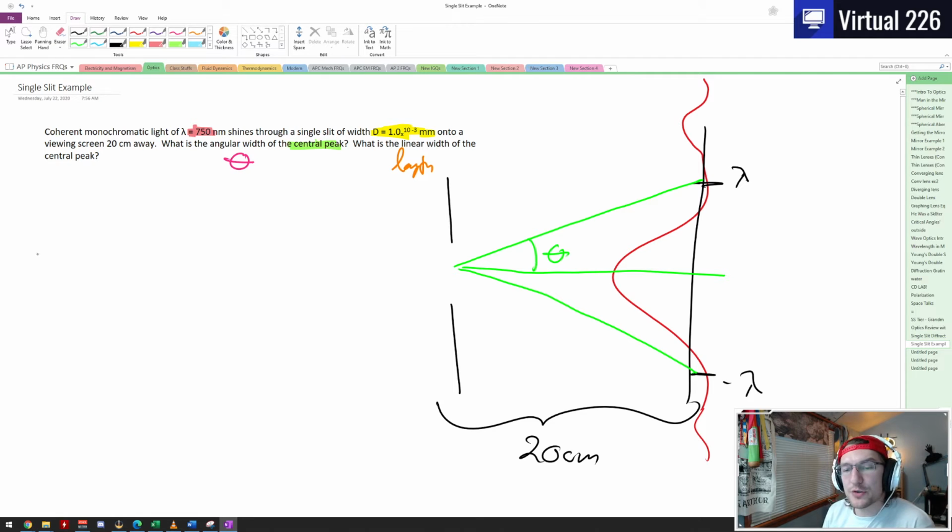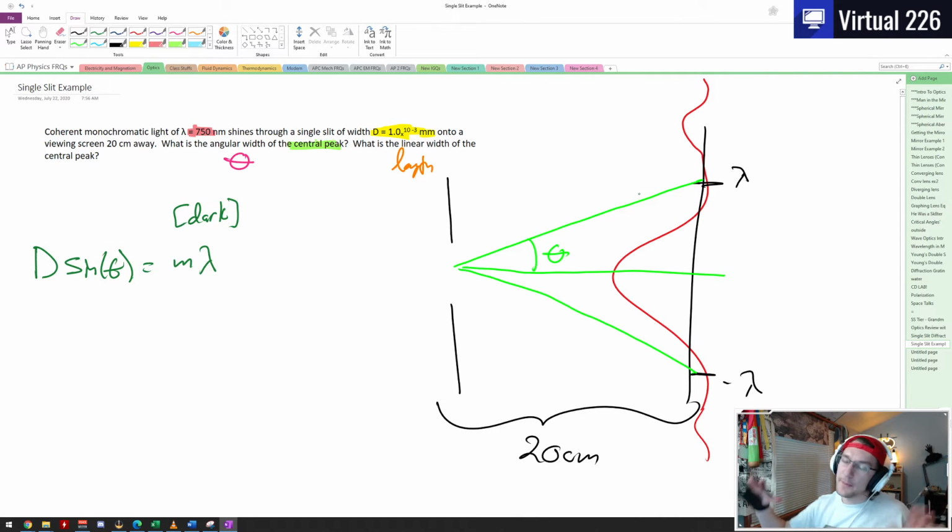So I actually want to use D, and we're using a capital D here for a single slit. I want to use D sine theta equals m lambda for our dark points, because these dark points bound our central maxima. They bound that central peak. And remember, that central peak is actually including the lambda over 2 and negative lambda over 2, which is a little different from our double slit.